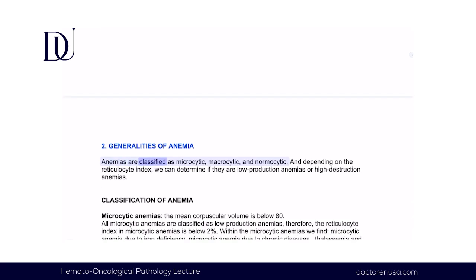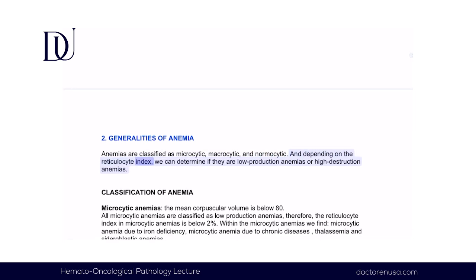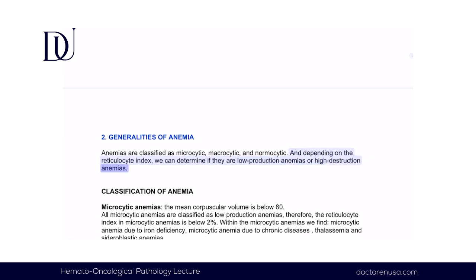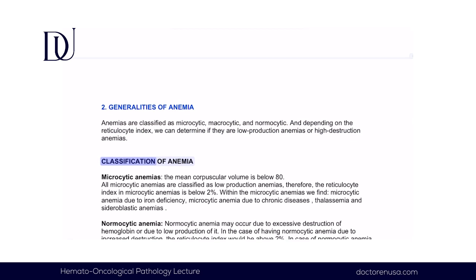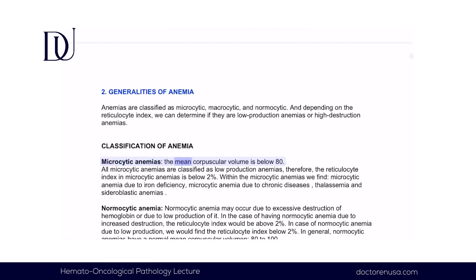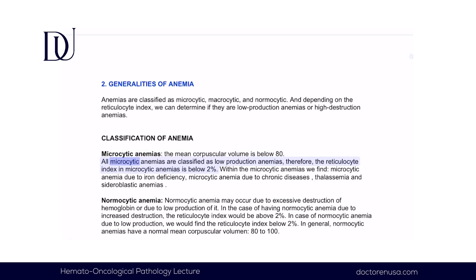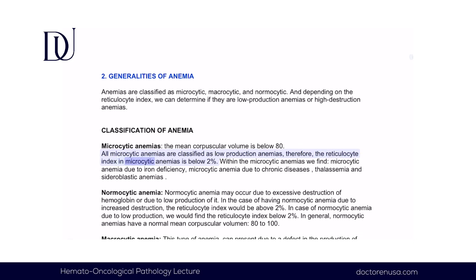Anemias are classified as microcytic, macrocytic, and normocytic. And depending on the respiratory index, we can determine if they are low production anemias or high destruction anemias. Classification of anemia. Microcytic anemias, the mean corpuscular volume is below 80. All microcytic anemias are classified as low production anemias, therefore, the respiratory index in microcytic anemias is below 2%.